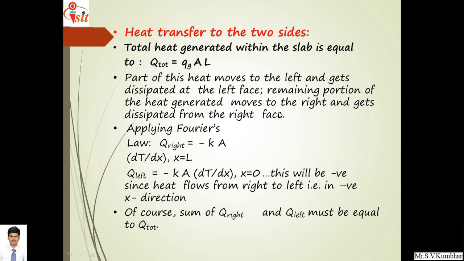Heat transfer to the two sides: the total heat generated within the slab is Q total equal to Qg into A into L. Now remember, part of this heat moves to the left and gets dissipated from the left face, and the remaining portion of the heat generated moves to the right side and gets dissipated from the right face. Applying Fourier's law of heat conduction, Q right is equal to minus KA dT upon dx at x equal to L, and Q left is equal to minus KA dT upon dx at x equal to 0. Now this expression will be negative since heat flows from right to left, that is in the negative x direction. Therefore, total heat is equal to Q right plus Q left.